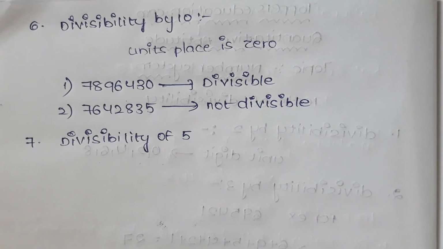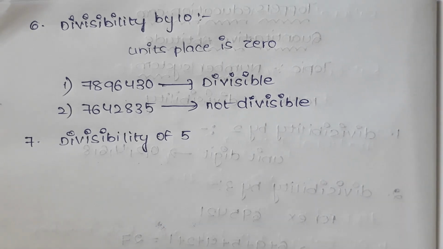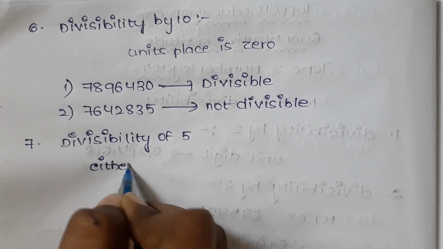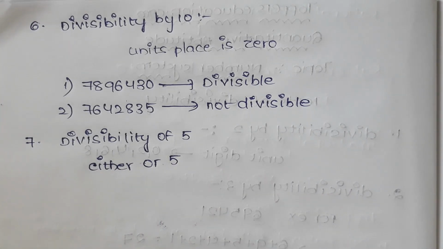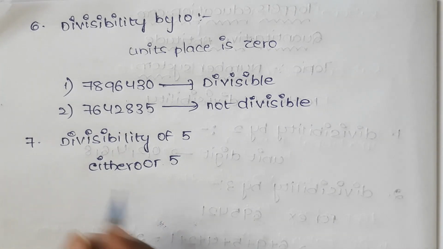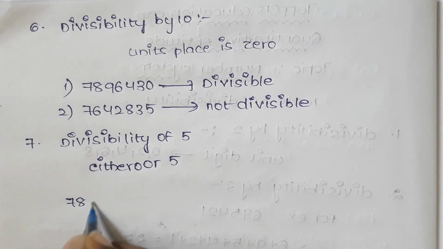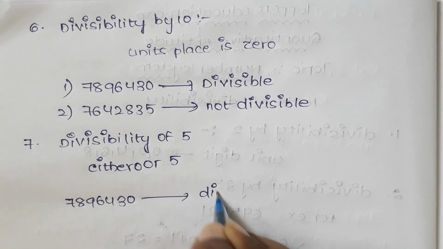Here in this divisibility of 5, a number will be divisible by 5 when the unit place has either 0 or 5. If in the unit place the number is 0 or 5, then it is divisible by 5. Now let us take an example, as in the previous examples: 7896430. It is divisible.